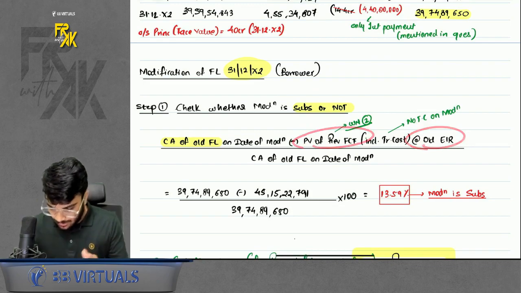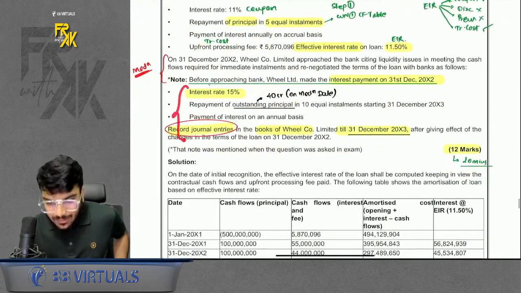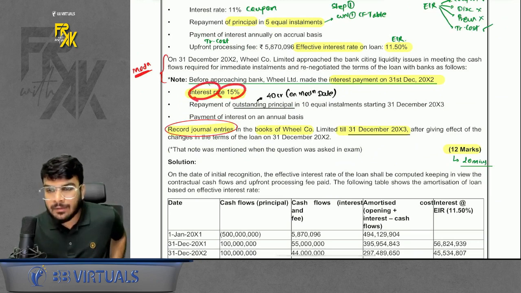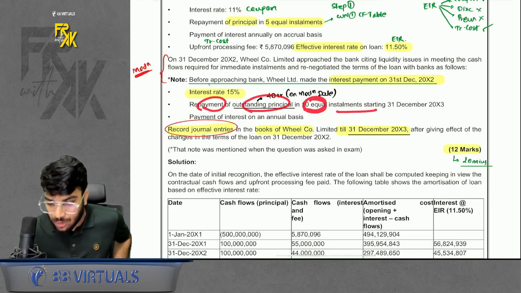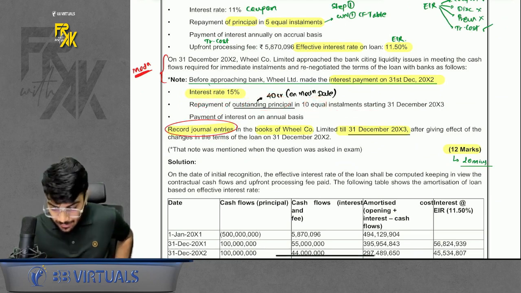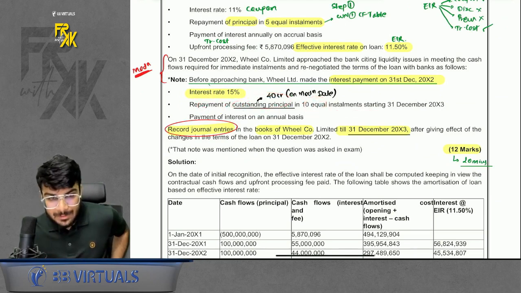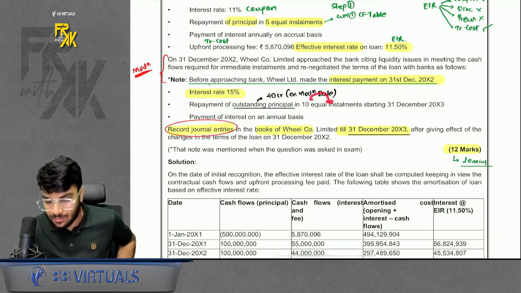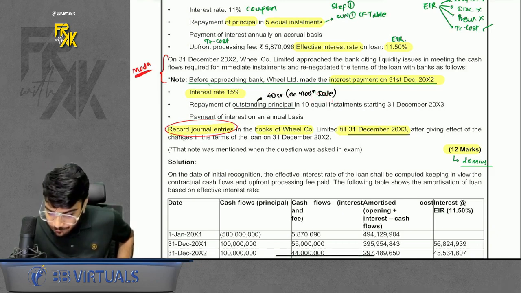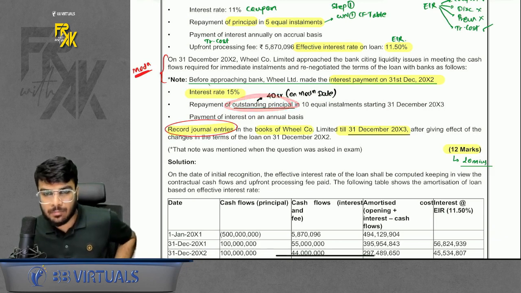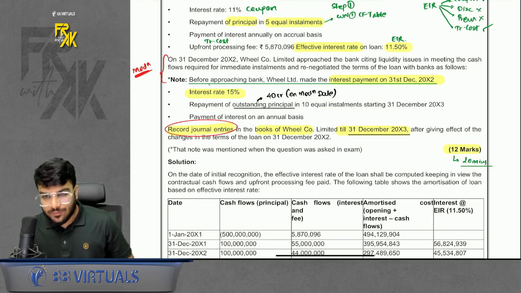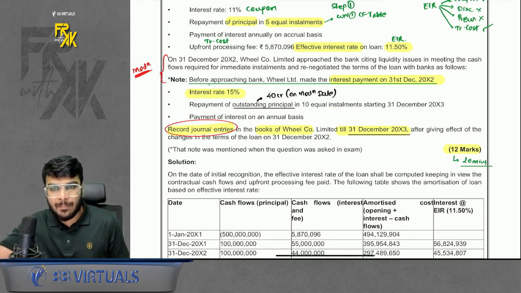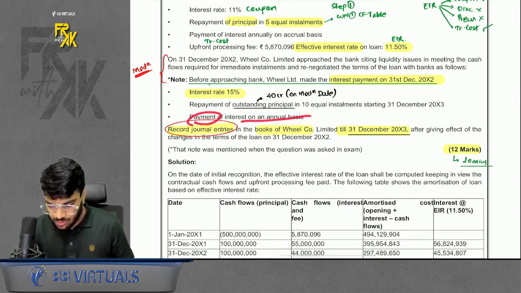How do we find this, sir? Read the question now. As per the revised terms, the interest rate will be 15%. Repayment of outstanding principal will happen in 10 equal installments. Even in the repayment of principal on modification, it is happening in installments, right? That is why I told you to find the outstanding principal amount, because when you are making the repayment of principal in installments in modification, you will only consider the outstanding principal. What principal you have paid, you will not pay again. Then payment of interest on an annual basis.